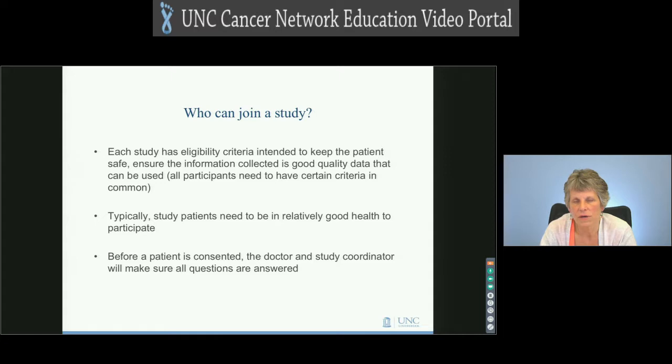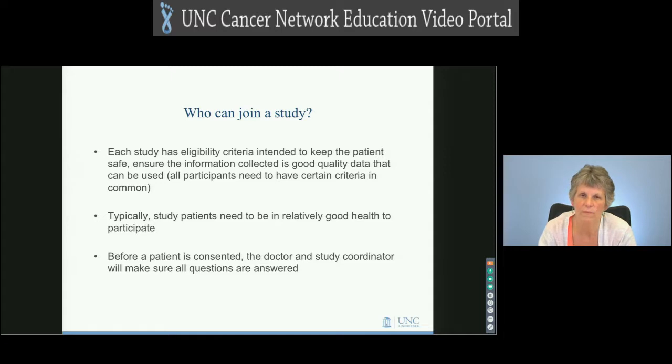Who can join the study? As I mentioned earlier, we do some testing up on the front end. We want to make sure that it's safe for a patient to proceed. Typically, our patients have to be in relatively good health to be on a clinical trial, because we are looking at the risks and the benefits.